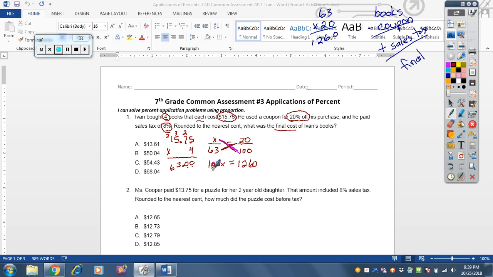You're not done. You still have to divide by 100. This cancels out and you're left with x equals 1,260 divided by 100 is $12.60.